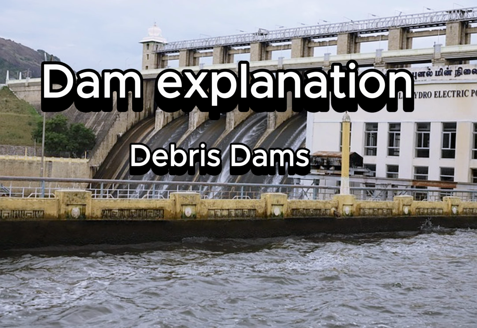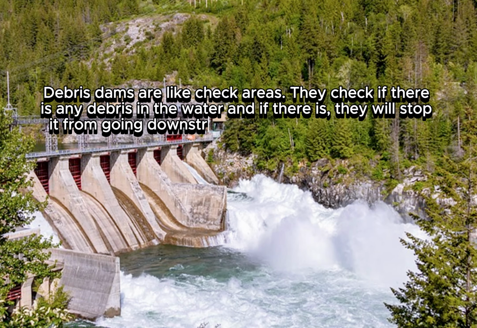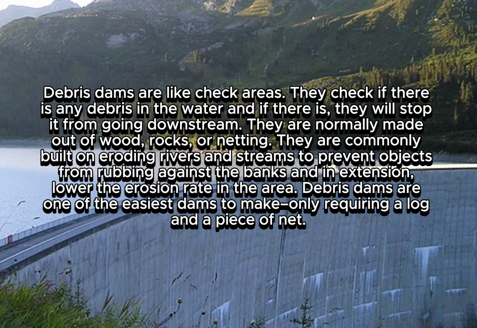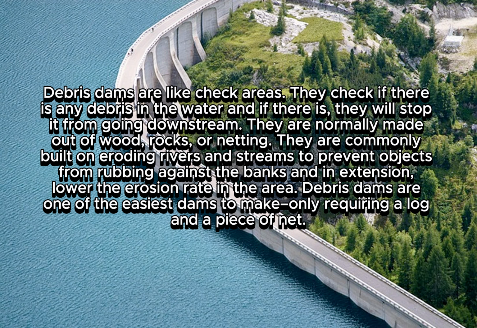Debris dams. Debris dams are like check areas. They check if there is any debris in the water, and if there is, they will stop it from going downstream. They are normally made out of wood, rocks, or netting.